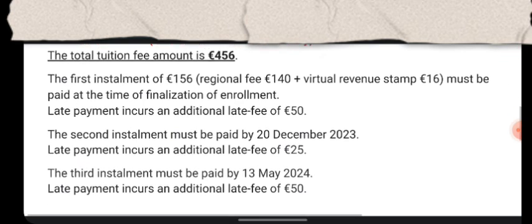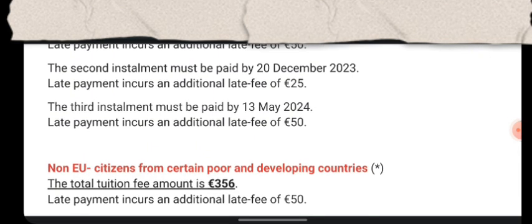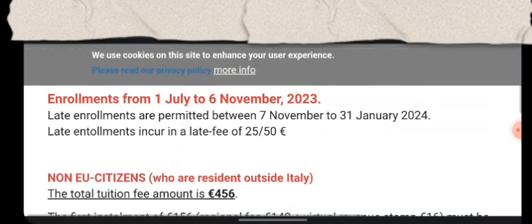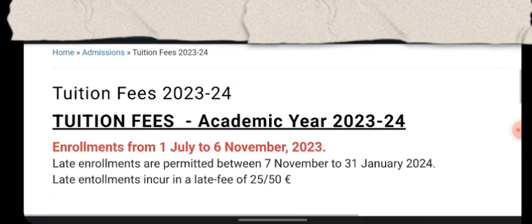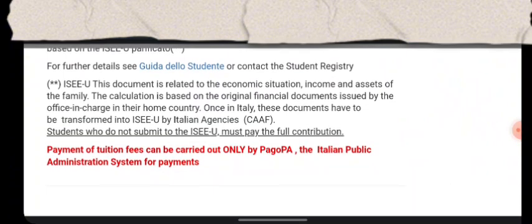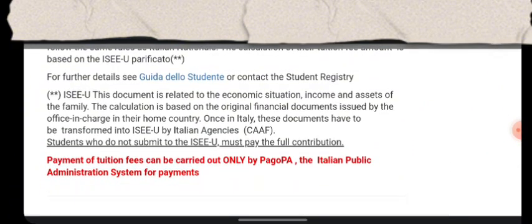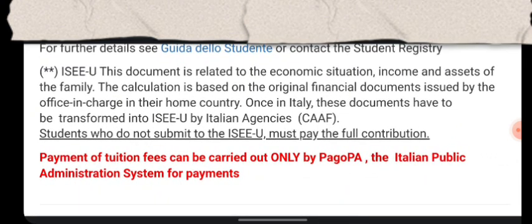Okay, so this was the breakdown for the 2023 academic section. Before we look at the section where it says you are qualified for a scholarship, there's a section where it says the deadline for admission will be the 15th of March. Before we end this video, I will bring to you that payment of tuition fee can be carried out only through the Pago PA.